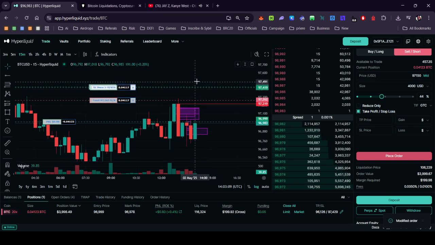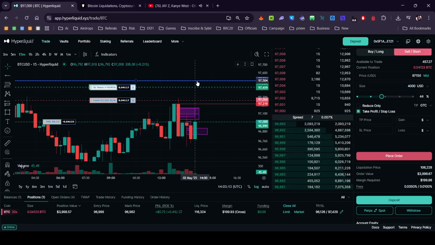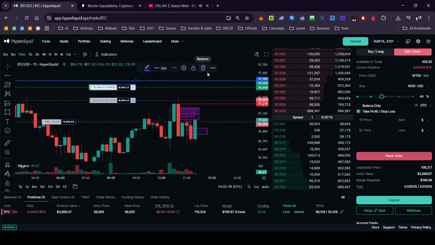Institutional level, like the 500 level. So my stop loss should really be below that if I want to be safe, above that if I want to be safe.